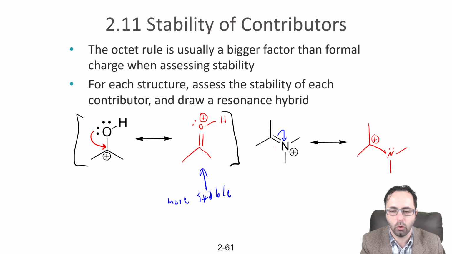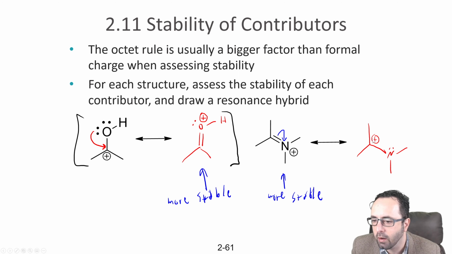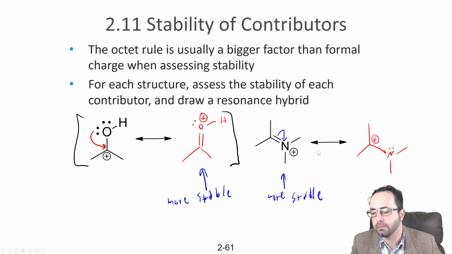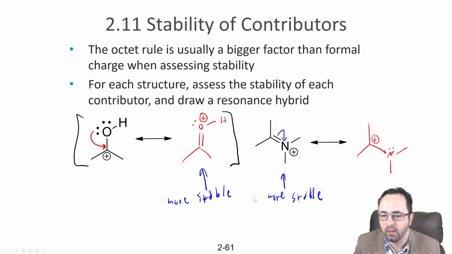In this case, the more stable structure is the first one. And the reason why is because, again, this carbocation is lacking an octet. That's not very stable. And so this nitrogen did have an octet. It had 2, 4, 6, 8. 8 electrons around it. That's an octet. Even though it had a formal charge, which isn't ideal, at least it had an octet. So the ones with the octets are the more stable resonance contributors. That's the bigger factor. Formal charge comes after that. Having lesser formal charge is important too.